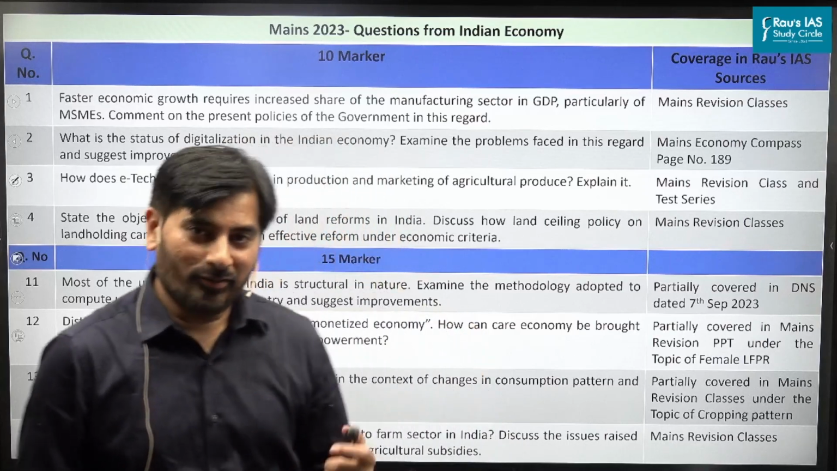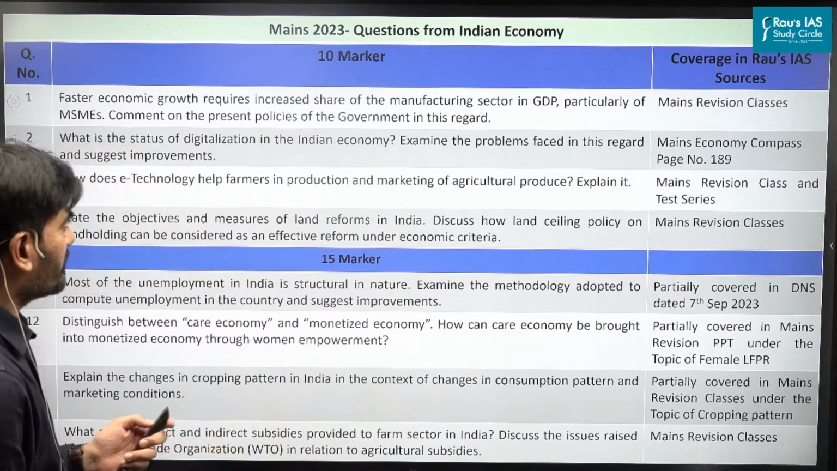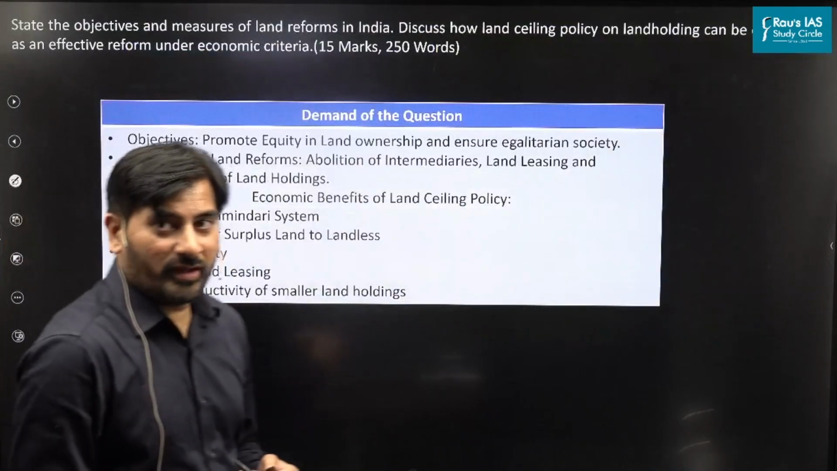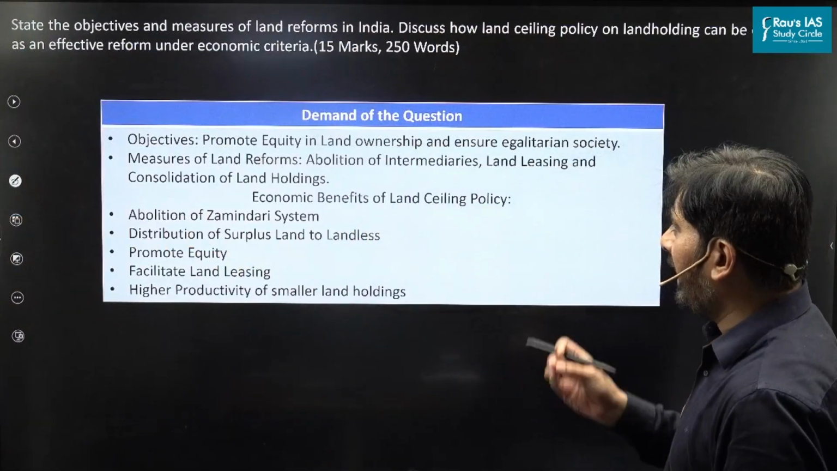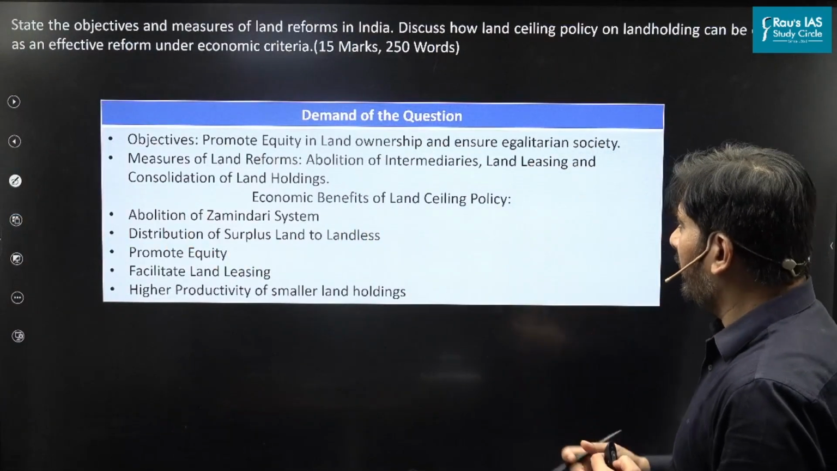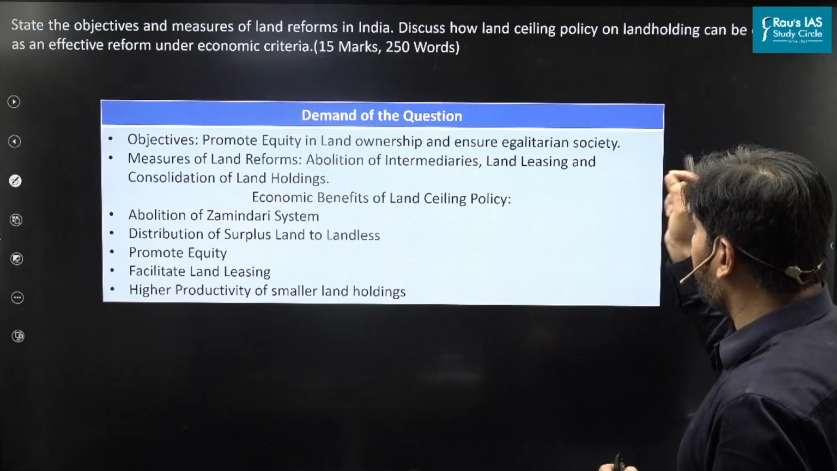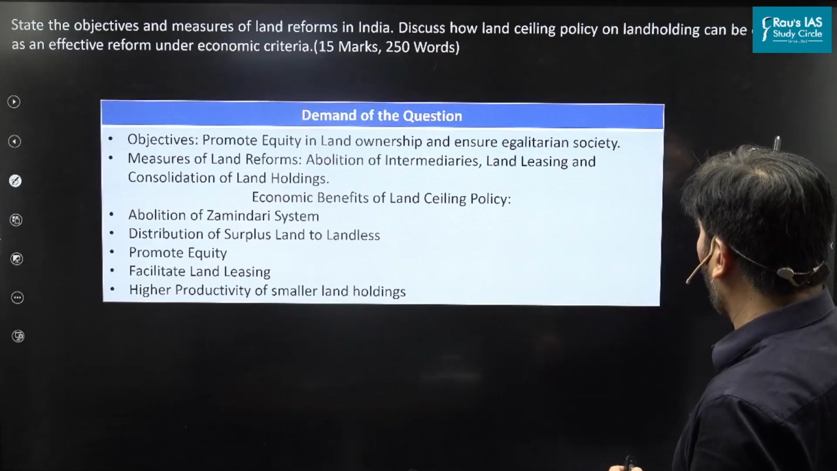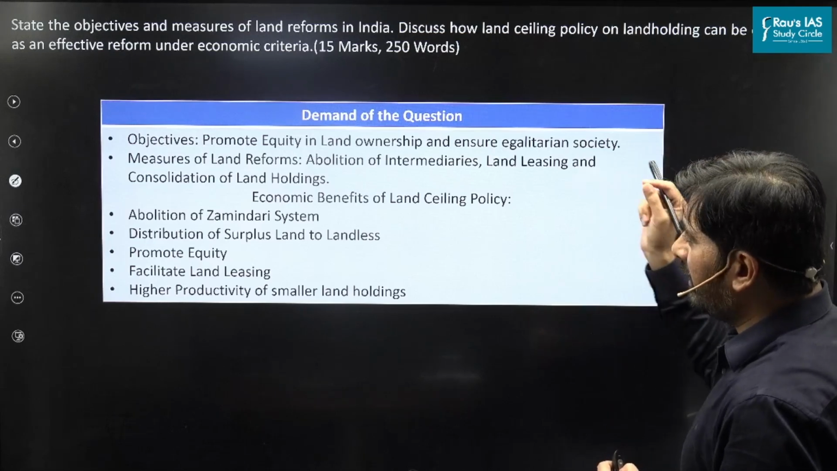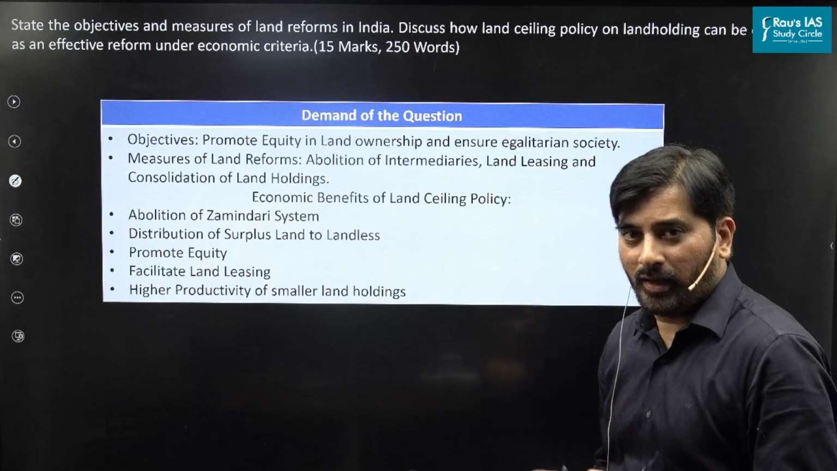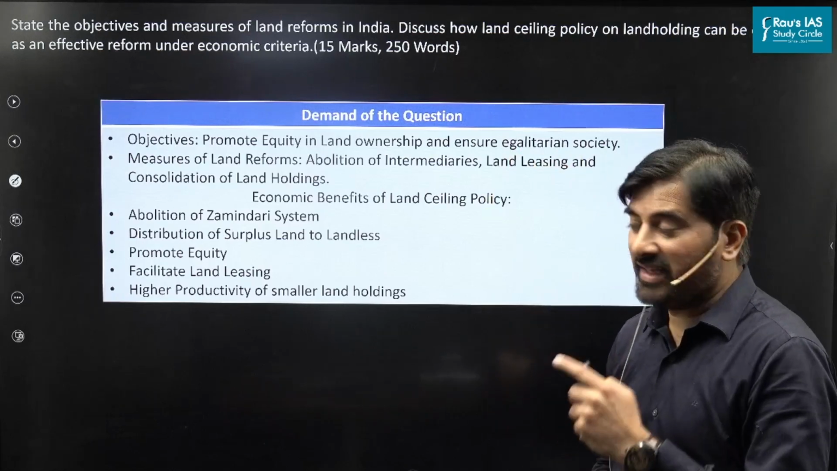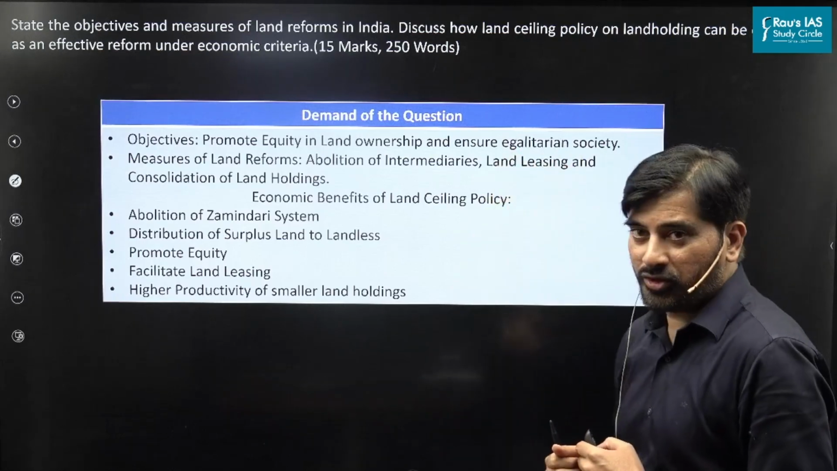Let's start with the first question now. The first question is, state the objectives and measures of land reforms in India. Discuss how land ceiling policy on land holding can be considered as an effective reform under the economic criteria. This was question number 11 and it was a 15 marker question.